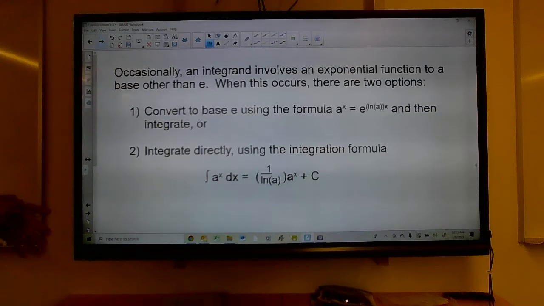Occasionally an integrand involves an exponential function to a base other than e. When this occurs, there are two options. Convert to base e using the formula a to the x equals e to the natural log a times x, and then integrate, or integrate it directly. The integral of a to the x dx is 1 over the natural log of a times a to the x plus c.